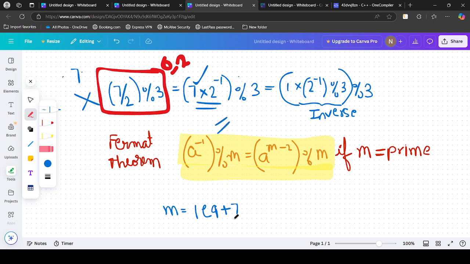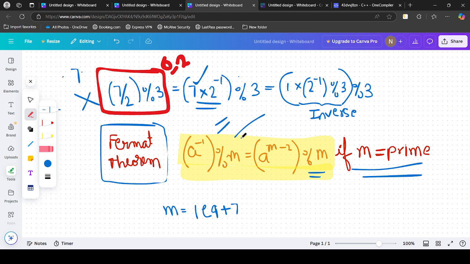And now coming to this, what is a power minus 1 whole mod m? This is the inverse of a mod m. By Fermat's theorem, if m is a prime, we can write a inverse mod m is equal to a power m minus 2 mod m. So based on this theorem, if m is prime, as here 3 is a prime, we can write this as 2 power 1 mod 3, because m minus 2 is 1. So 2 inverse whole mod 3 is 2.